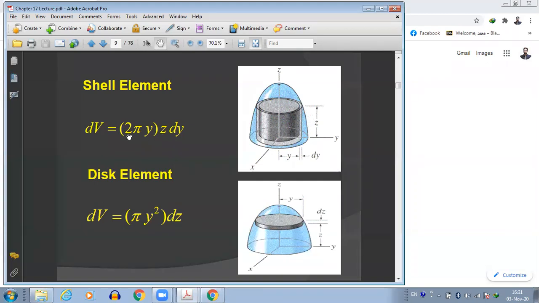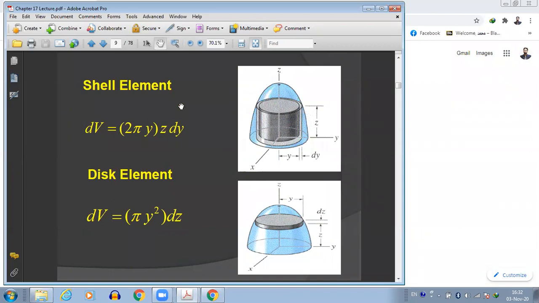Okay, so it's 2 pi y. Let's say that the radius is y. Then, for the cylinder, let's say that the length of the cylinder is z. So it's 2 pi y z dy. So y is going to change differentially, until it covers the whole body. This is how we take the shell element.